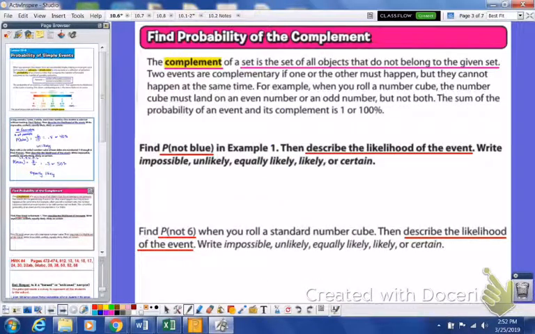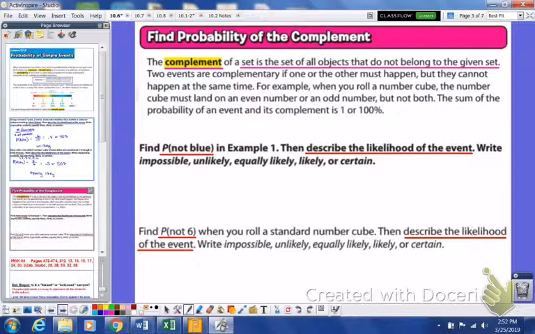If we flip it over, we now want to find the probability of the complement. So another vocab word here. The complement of a set is the set of all objects that do not belong to the given set. So 2 events are complementary if one or the other must happen, but they cannot happen at the same time. For example, when you roll a number cube, it must land on an even number or an odd number, but can't land on both. The sum of the probability of an event and its complement is 1 or 100% if you're doing percentages.